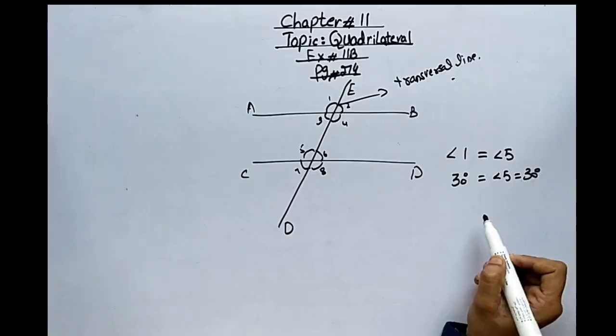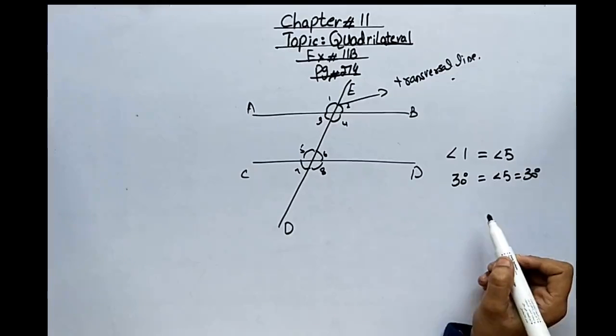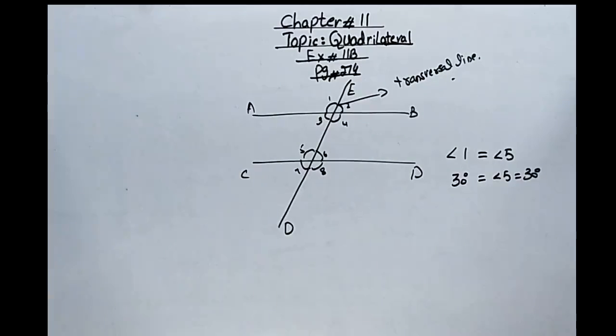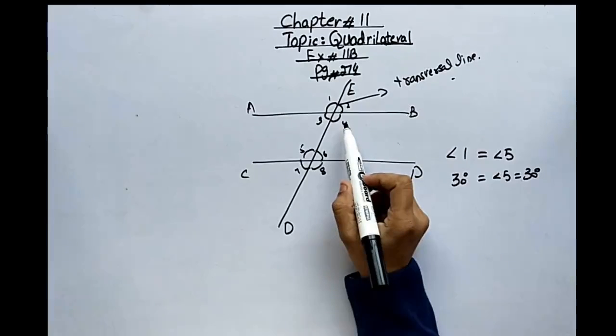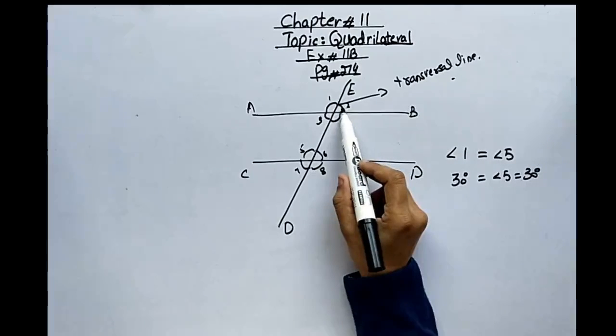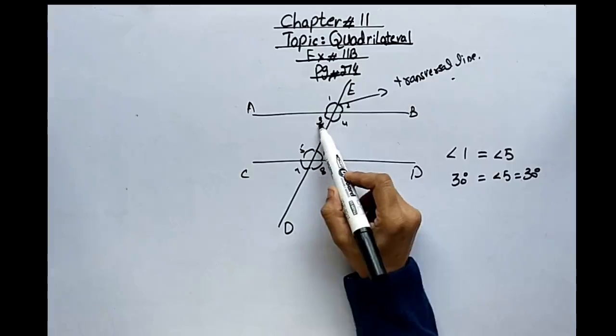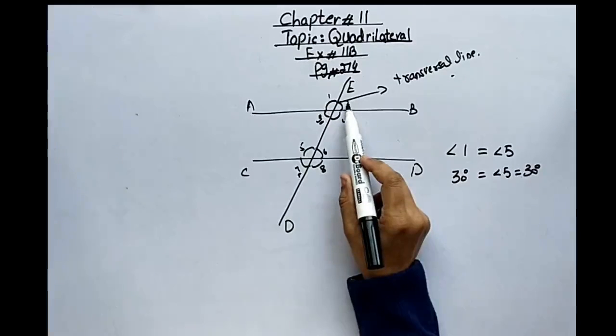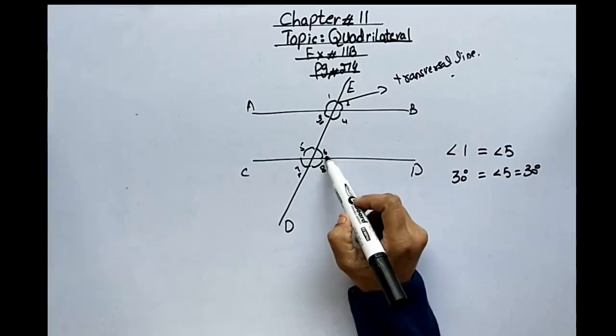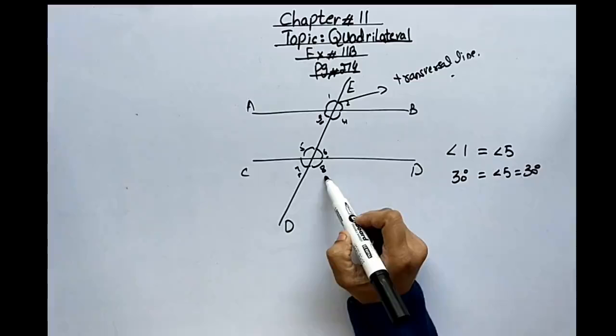Got it, beta? You can simply say that corresponding angles are equal. Then the next corresponding angle: angle 3, one interior angle and another exterior angle. Angle 3 is corresponding to angle 7. Similarly, angle 2 is corresponding to angle 6 and angle 4 is corresponding to angle 8.